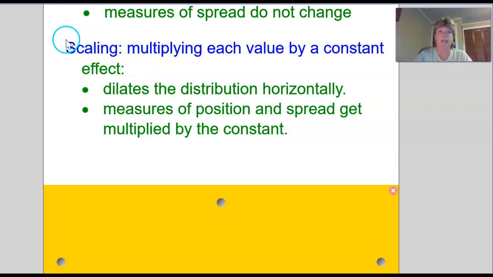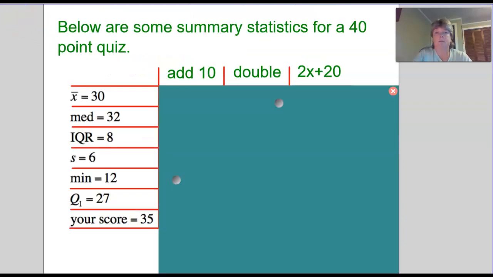So let's take a look at an example. Let's say that these are the summary statistics for a 40-point quiz. And then let's say I want to curve it, and I'm just going to add 10 points to everything. What impact will that have on each of these?